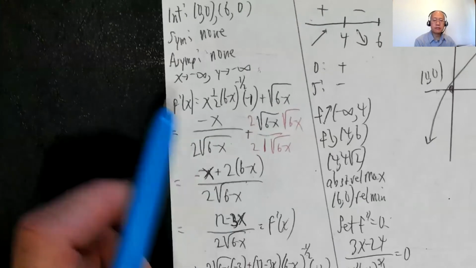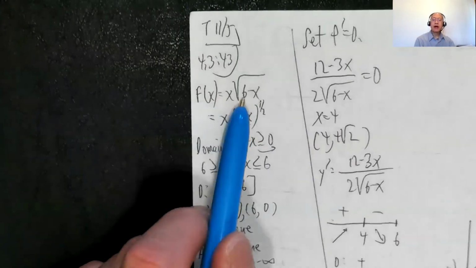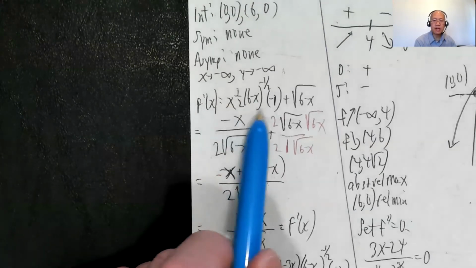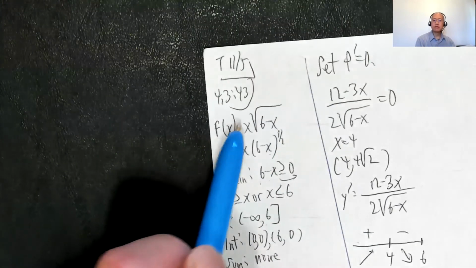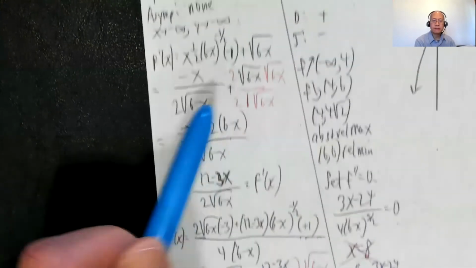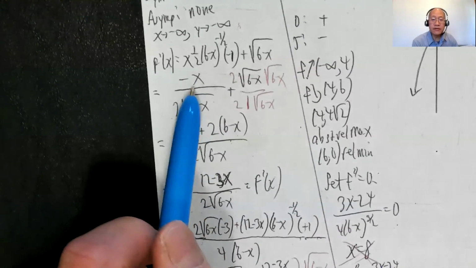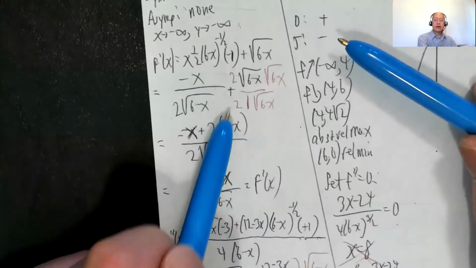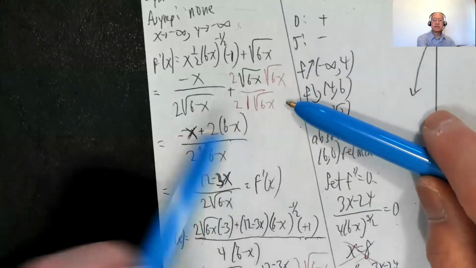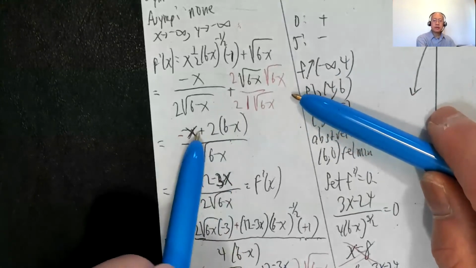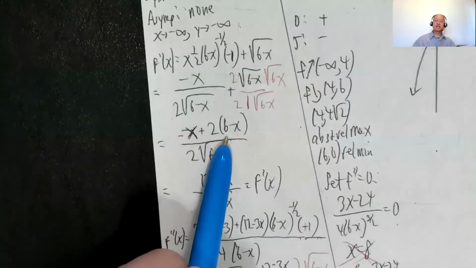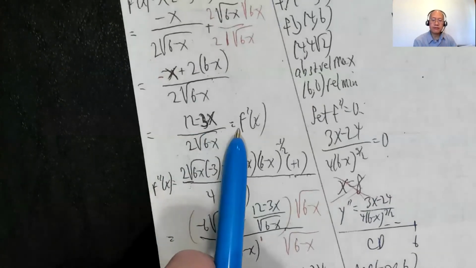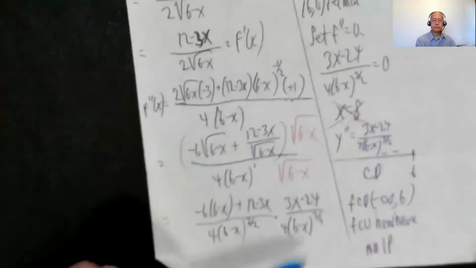Okay, now for the derivative test, a little bit clumsy. There's a product, so product rule. First times derivative of second: x times 1/2 times 6 minus x to the negative 1/2 times negative 1, plus the second times derivative of first, but the derivative of x is just 1. So I have that. Okay, clean it up. This is negative x over 2 radical 6 minus x plus radical 6 minus x. Get a common denominator, multiply top and bottom by 2 radical 6 minus x. So negative x plus 2 parentheses, that times that, very conveniently, is 6 minus x. Clean up some more. This comes out to be 12 minus 3x. That's my first derivative.